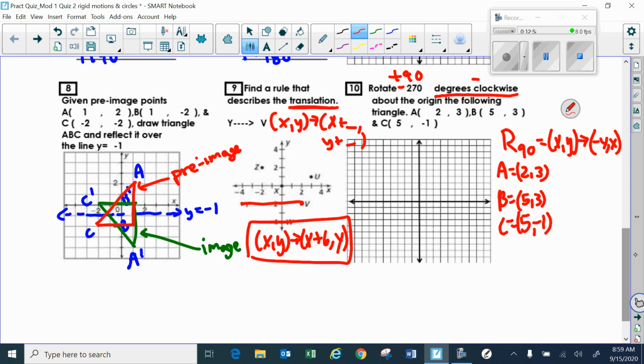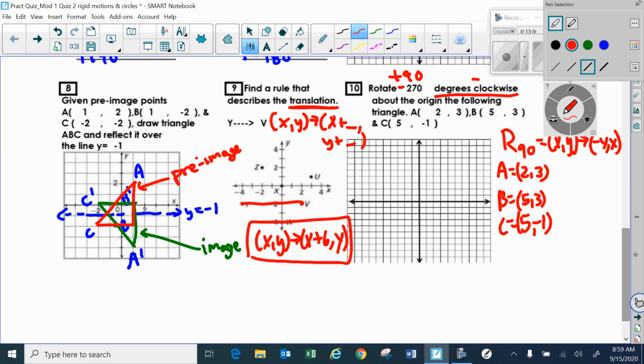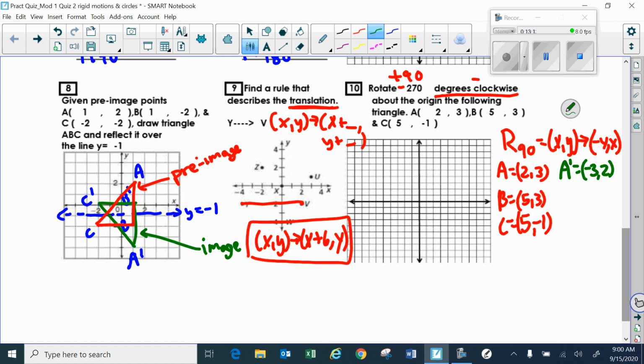Now, I'm not concerned if you plot the pre-image, those points, and draw that triangle. What I am concerned about is your image. So A prime is (-y, x), B prime is (-y, x). And you should be saying this each time to have it memorized. C prime is (-y, x). I've got it written right underneath the (-y, x) right here. So no excuse for missing this.